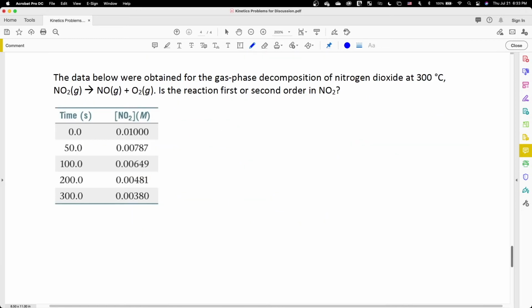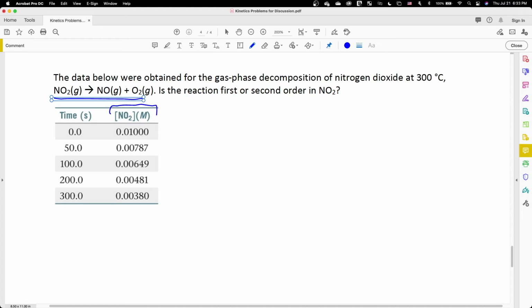Here you have a set of data, right? And all you have is time and concentration, okay? The concentration of nitrite, okay? It's asking, the data were obtained below from a gas phase decomposition of nitrogen dioxide at 300 degrees Celsius, right? And here's your chemical equation right here. Not even balanced, but it might not even matter for this particular problem, because we're already given this here, which is the reactant, okay?